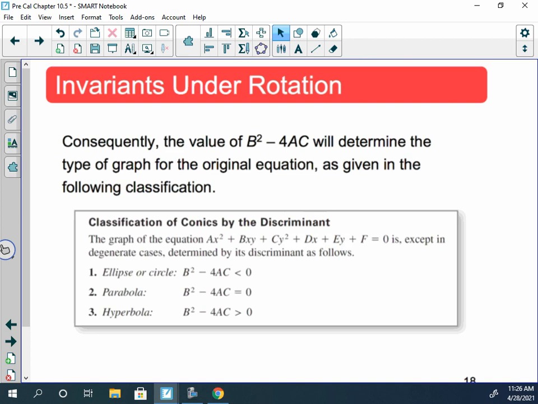So we come across these properties. Now, if b squared minus 4ac is less than 0, it's going to be either an ellipse or a circle. If b squared minus 4ac is equal to 0, then it's a parabola. And if b squared minus 4ac is greater than 0, then it is a hyperbola.